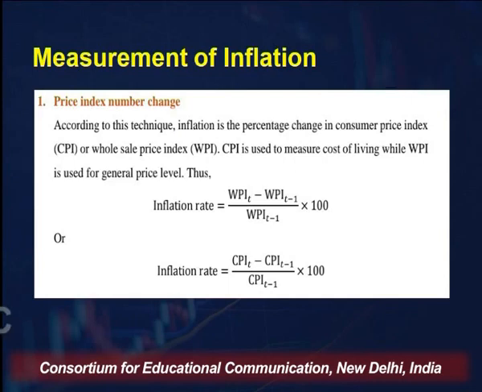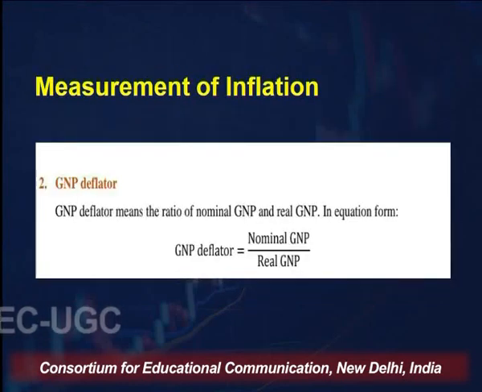Similarly, if we talk about CPI, that is the consumer price index, then it will be CPI in the time period T minus CPI at T minus 1, divided by CPI at T minus 1, into 100.